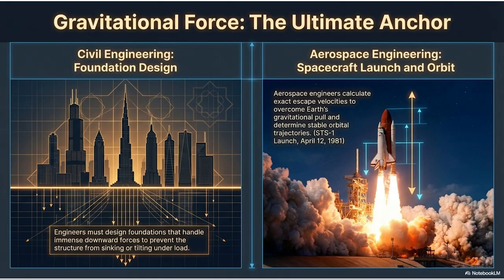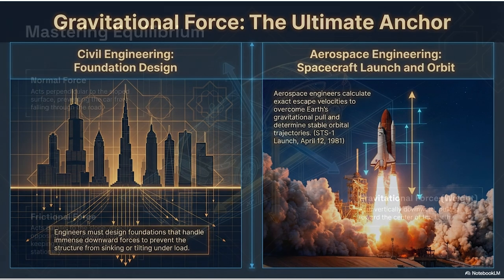The numbers are staggering. To get that shuttle off the ground, aerospace engineers had to calculate exact escape velocities. They had to harness millions of pounds of explosive thrust just to overcome that invisible downward vector. To punch through the field force. Exactly, just to achieve a stable orbital trajectory. It's the exact same fundamental force, gravity. But the civil engineer is trying to peacefully distribute it into the ground, while the aerospace engineer is basically trying to punch it in the face. It is a brilliant contrast.